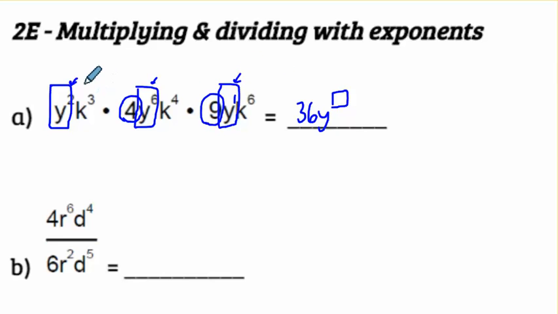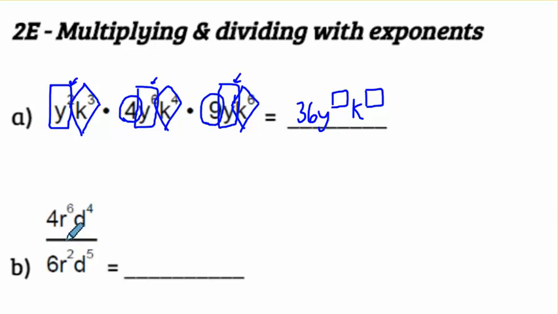Now for our k's, I'll do those in diamonds. We have k to the third, and we have k to the fourth, and we have k to the sixth. So we know we're going to get a k here, and again, I'm going to let you figure out that exponent. What do we get when we add those exponents up?